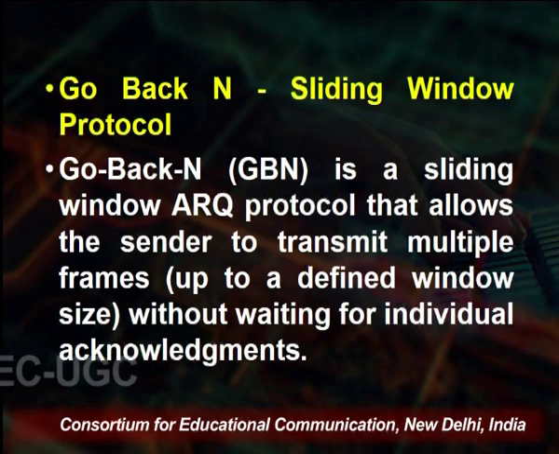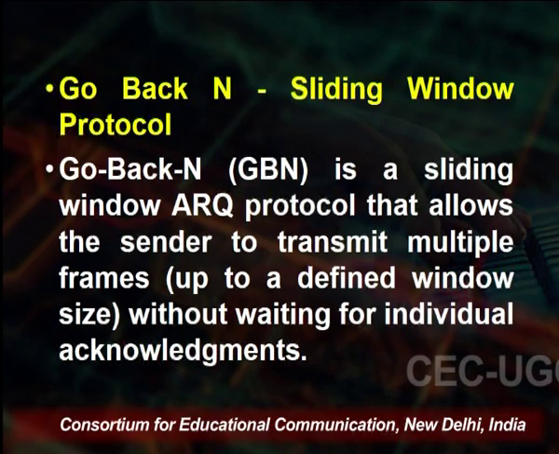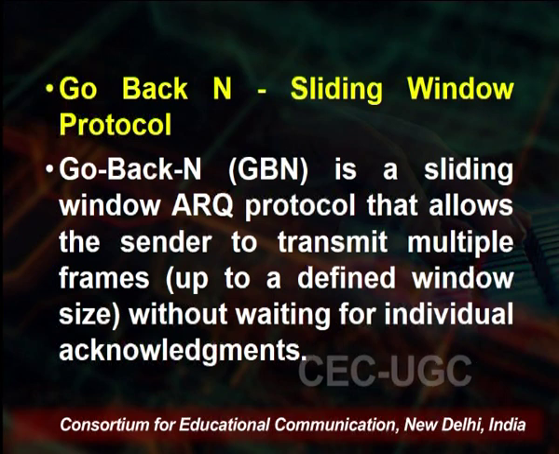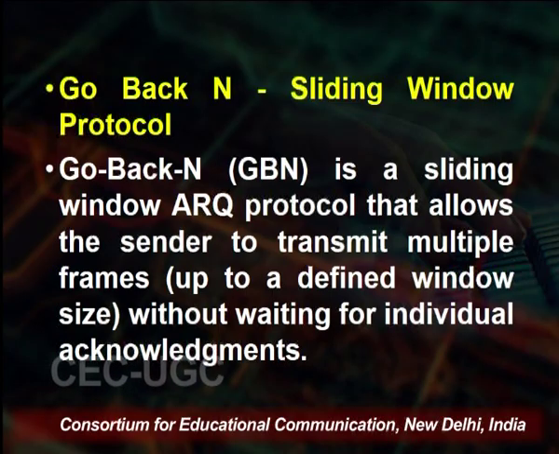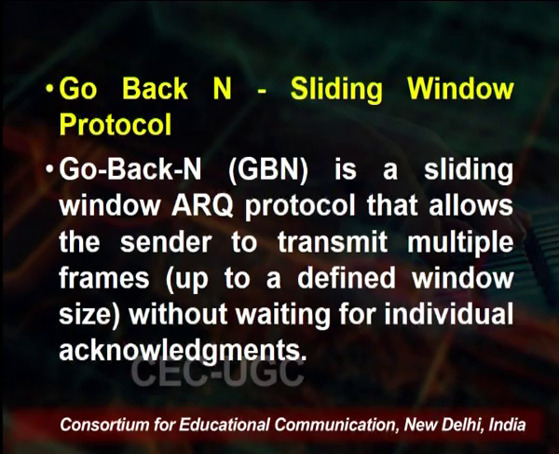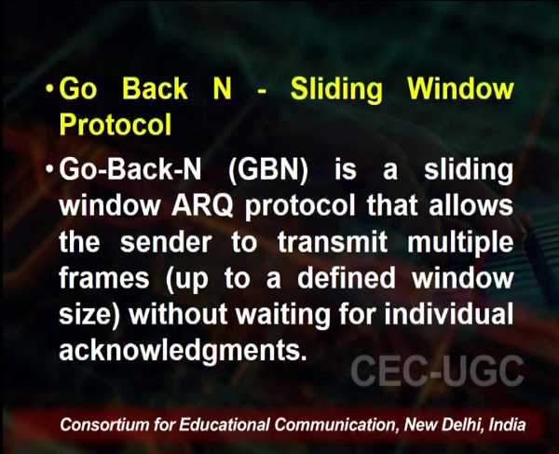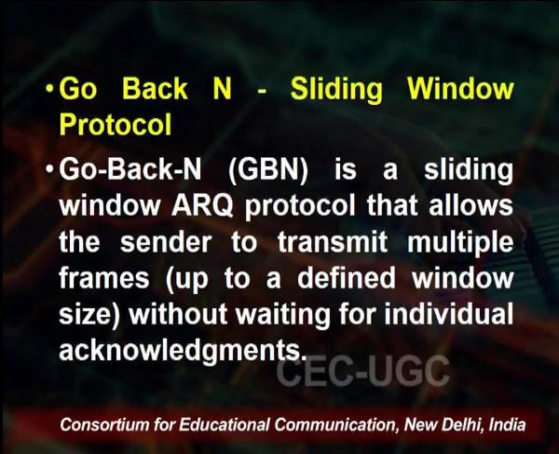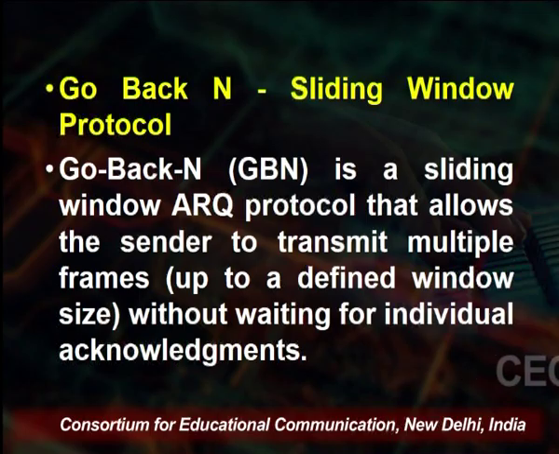Go-Back-N, written in short form as GBN, is basically a sliding window ARQ protocol that allows the sender to transmit multiple frames up to a defined window size, and we have seen the example of 4, without waiting for individual acknowledgements. And this variable N is actually the size of that window. For example, if we are talking about 4 frames to be sent at a time without waiting for individual acknowledgements, the example will be Go-Back-4. So, that is the number N.